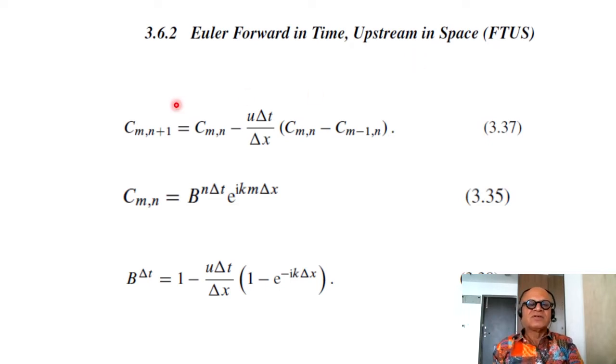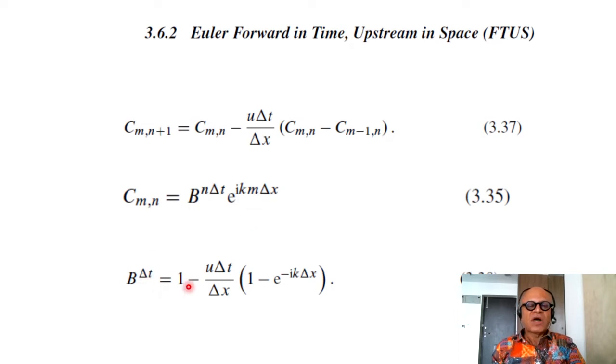So let's keep Euler forward in time: C_m^(n+1) equal to C_m^n minus u delta t over delta x times C_m^n minus C_(m-1)^n. So we saw that centered space with Euler forward was unstable. So is upstream differencing going to be stable? Now write again C_m^n as b to the n delta t e to the i k m delta x.